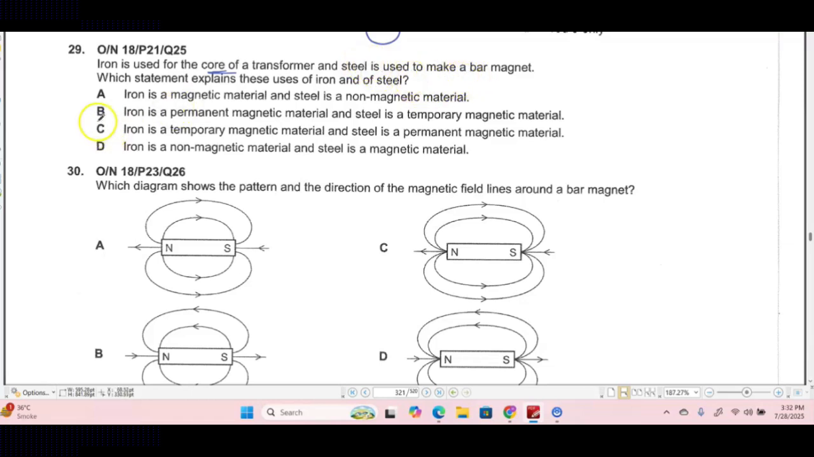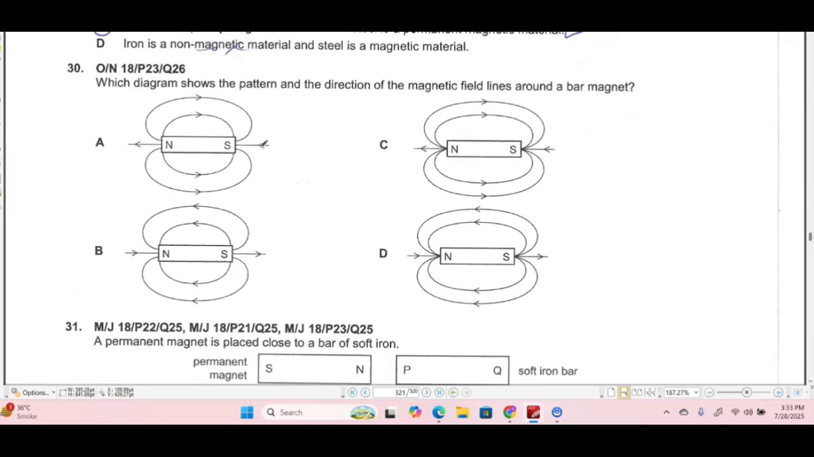Iron is a magnetic material and steel is a non-magnetic material. This is not correct. Iron is a permanent magnetic material and steel is a temporary magnetic material. No, it's vice versa. Iron is a temporary magnetic material and steel is a permanent magnetic material. Yes, C is the correct option. Iron cannot be non-magnetic, so D is not correct.